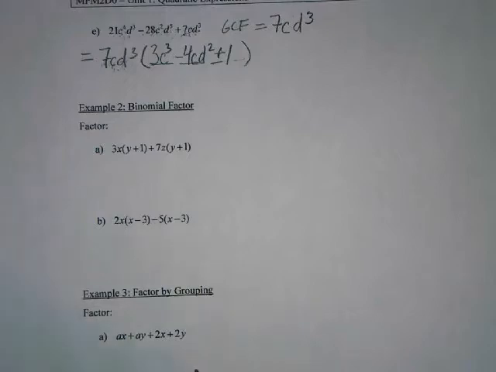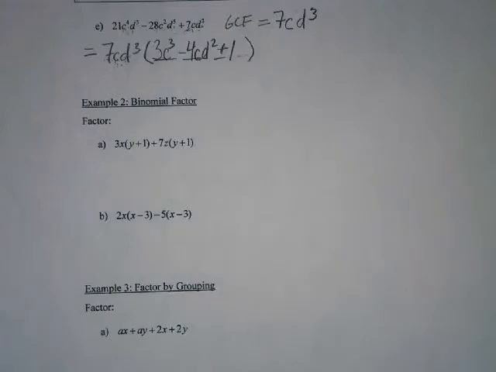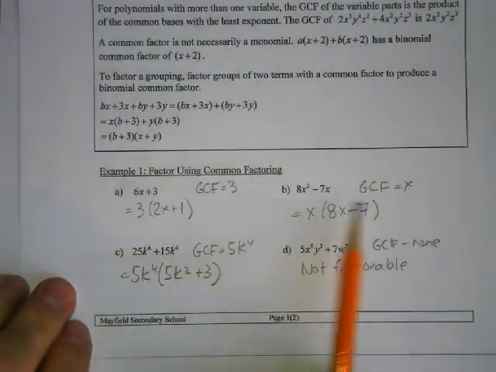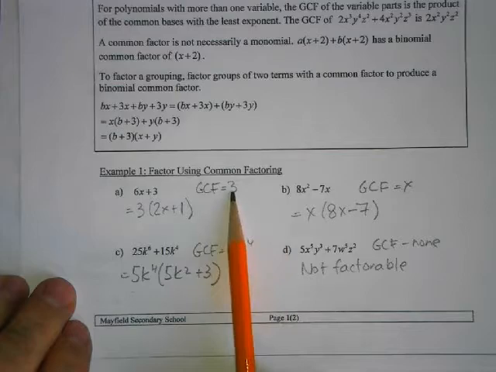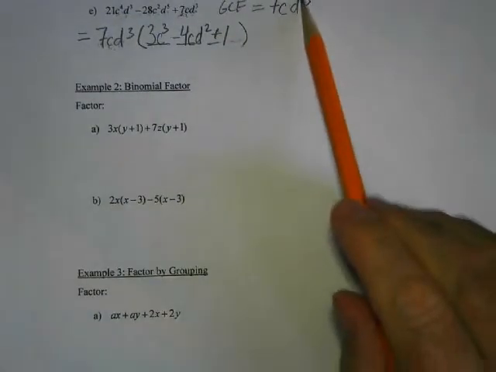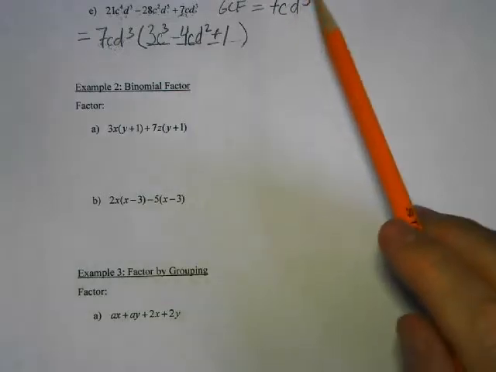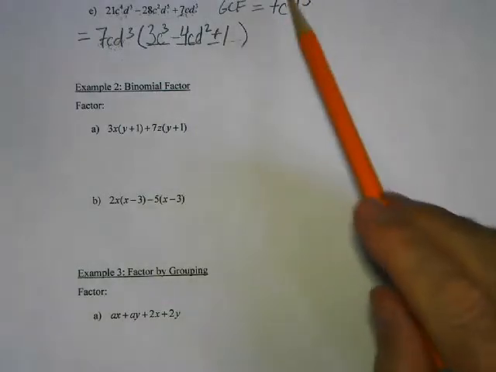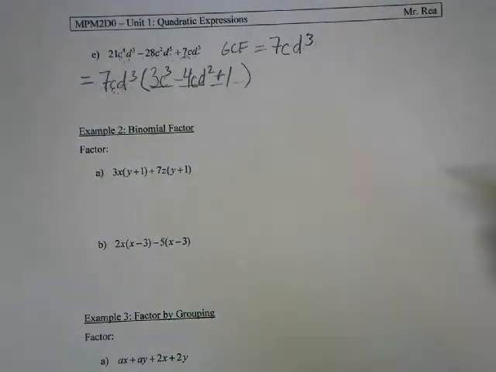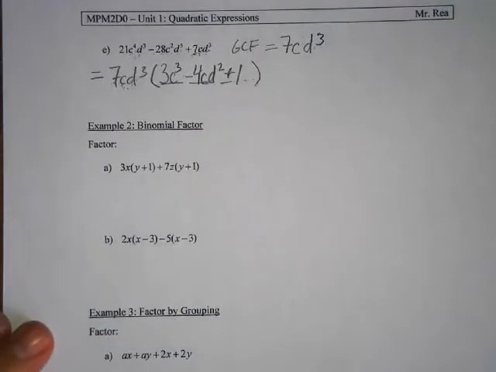Okay, now if you notice, if I go back, every time we've done greatest common factors, see the greatest common factors, 3x, 5k to the fourth, 7cd cubed. These are all monomials. So you remember monomials are basically one term. So it is possible to have a binomial common factor. And these are a little tricky at first to wrap your head around. So I'm going to show you a couple ways to think about this.